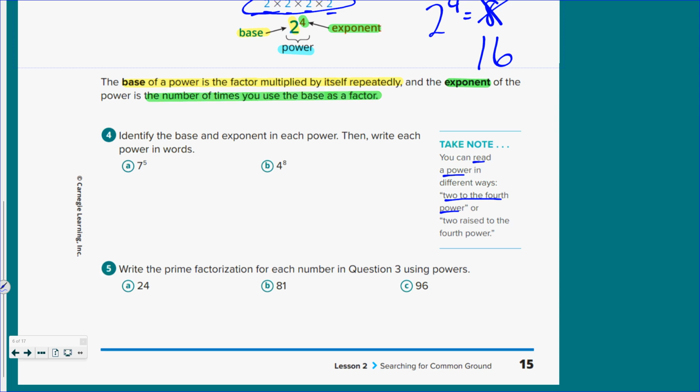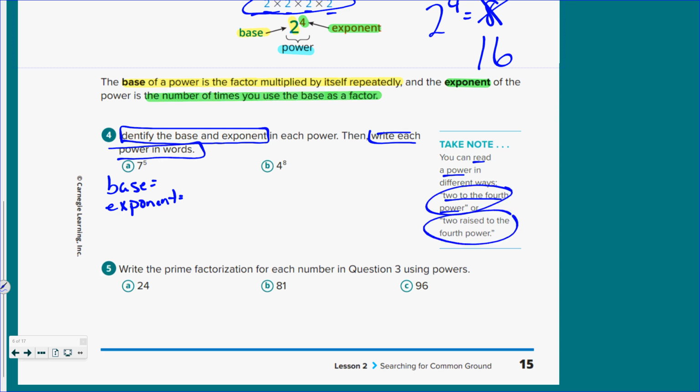So on these next couple, they want you to identify the base and exponent in each power. So I'll give you a hint. They want to say the base is what, the exponent is what, and then they want you to write each power in words. So you can take either of these phrases and just substitute the numbers from the problem.